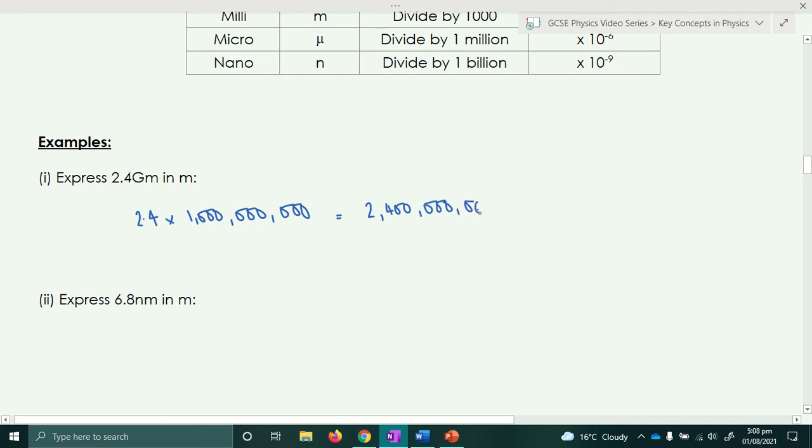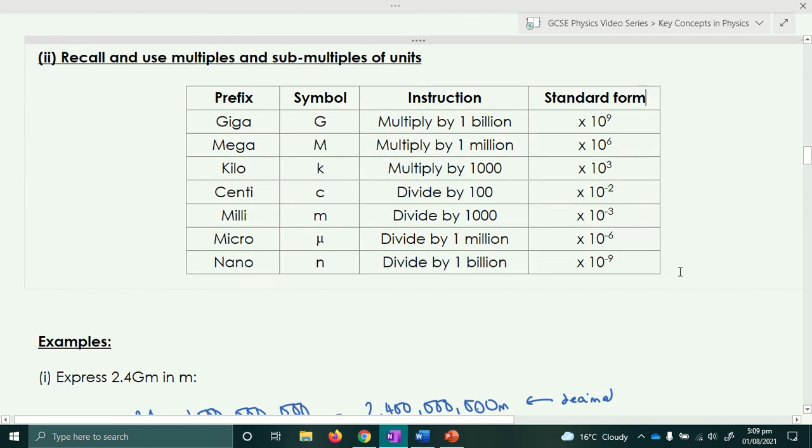Now writing out all these numbers is absolutely tedious, so as scientists we don't tend to do that. We would write that as 2.4 times 10 to the power of 9 meters. And what that means is it's 2 followed by essentially 9 places after it there. So this is what we call a decimal number. This in here is what we call a standard form number. And with really big numbers and really small numbers, we tend to use standard form. It's just much easier to work with. So you can see giga always means 10 to the power of 9.